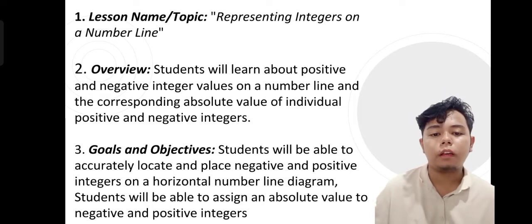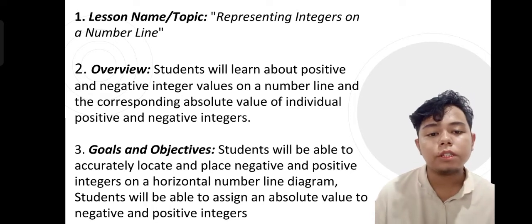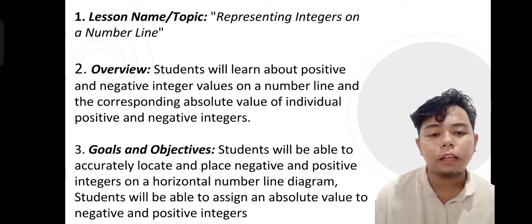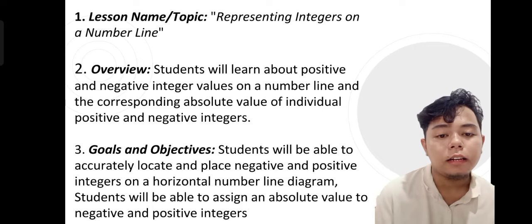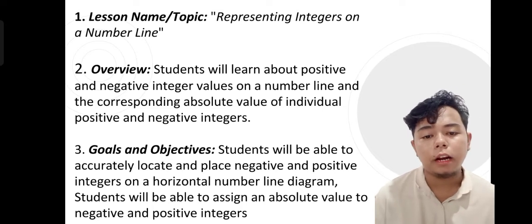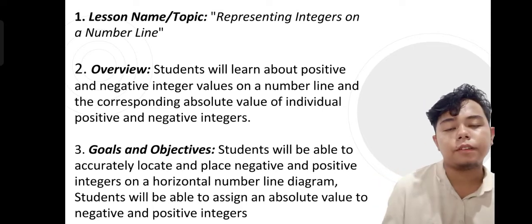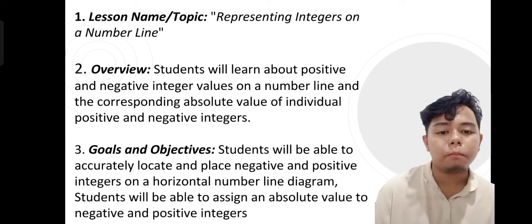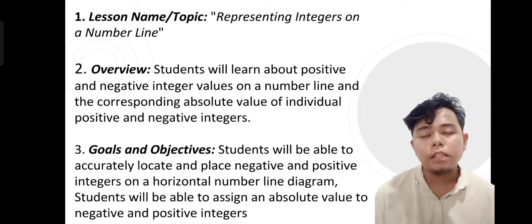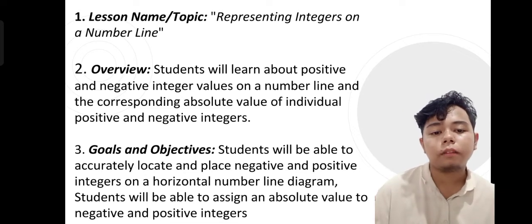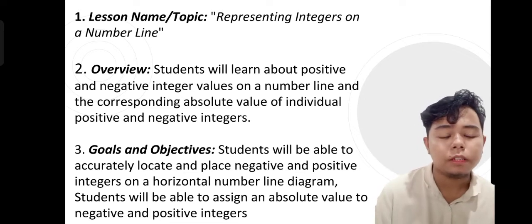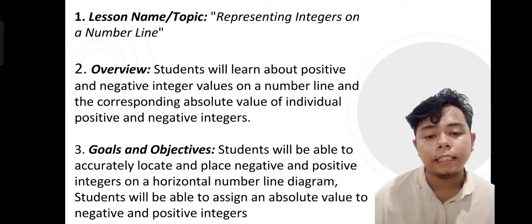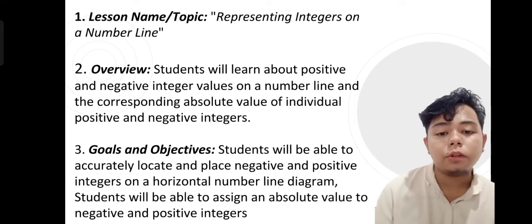So next we have the goals and objectives. So the students will be able to accurately locate the place of the negative and the positive integers on the horizontal number line diagram. So this format is, for example, the students will be able to blank. So this means that gagawa tayo ng objectives and goals na dapat nating i-implement for the online or blended learning.